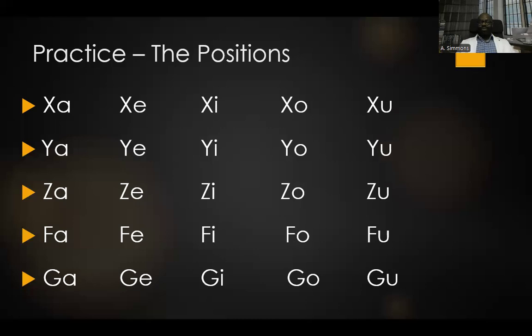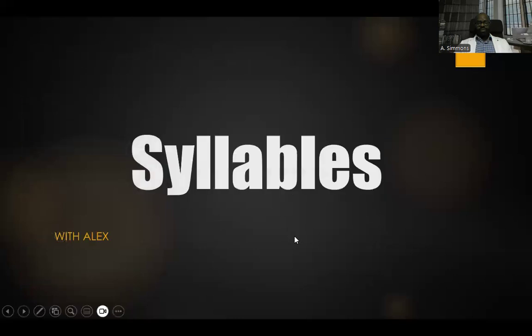Za, ze, zi, zo, zu. Ya, ye, yi, yo, yu. Or ja, je, ji, jo, ju. Here's the Z. Za, ze, zi, zo, zu. Fa, fe, fi, fo, fu. Ga, ge, gi, go, gu. See, those are the syllables.